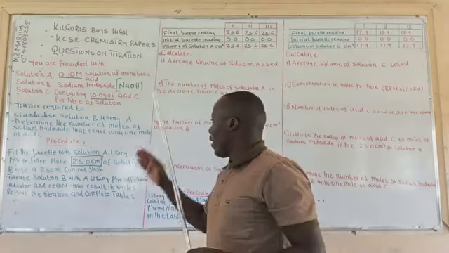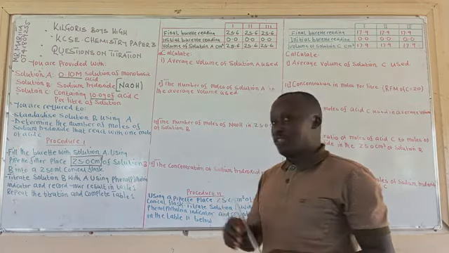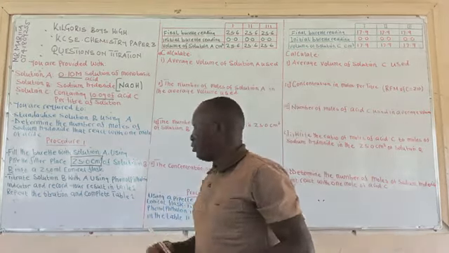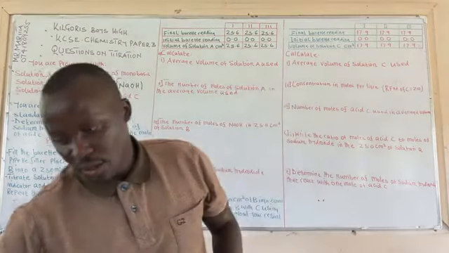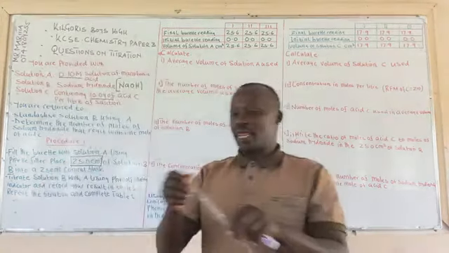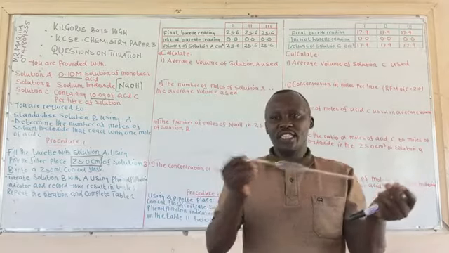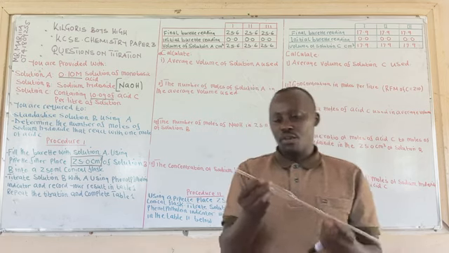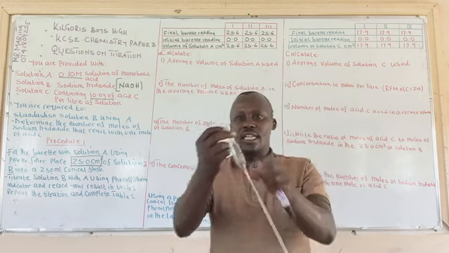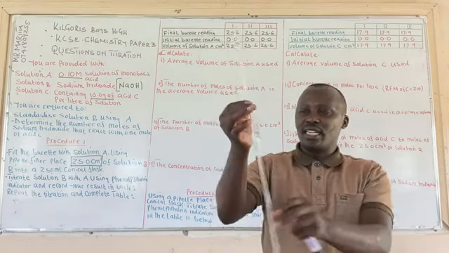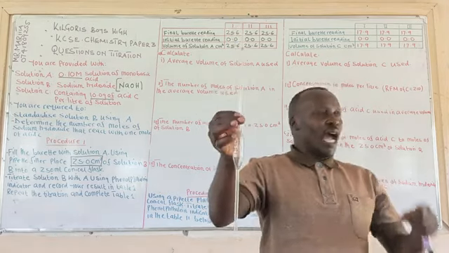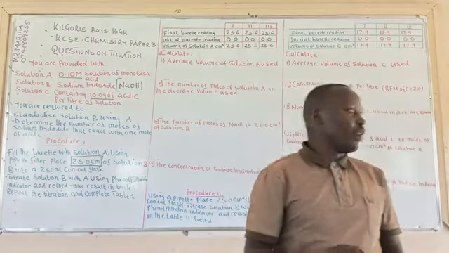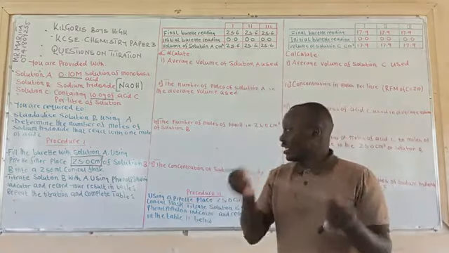And again, using a pipette and a pipette filler, place 25.0 cubic centimeters of solution P. So this is the pipette. The pipette in this case is measuring a specific volume. There is a mark here. This mark is normally measuring exactly 25.0 cubic centimeters. So this one is normally measuring an exact volume.